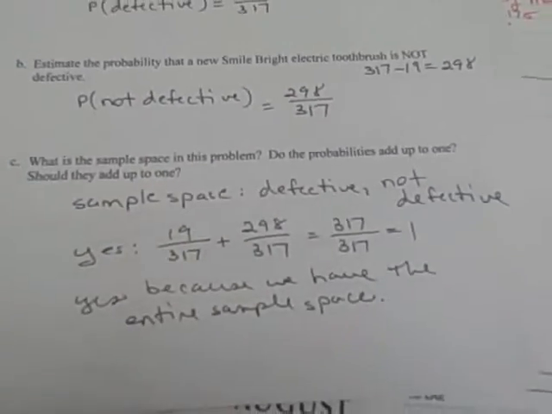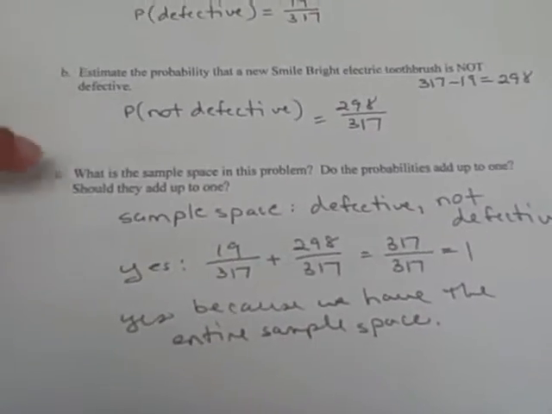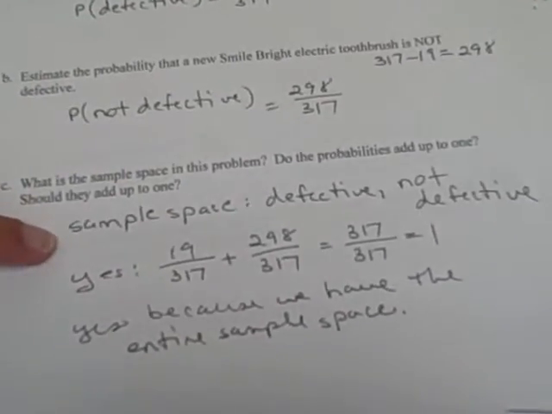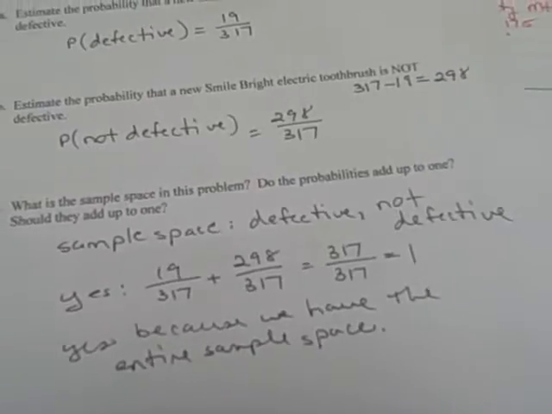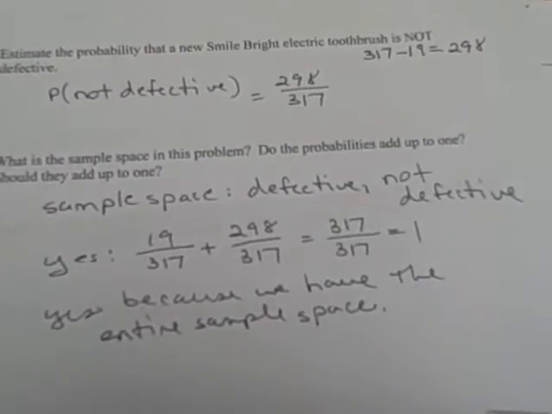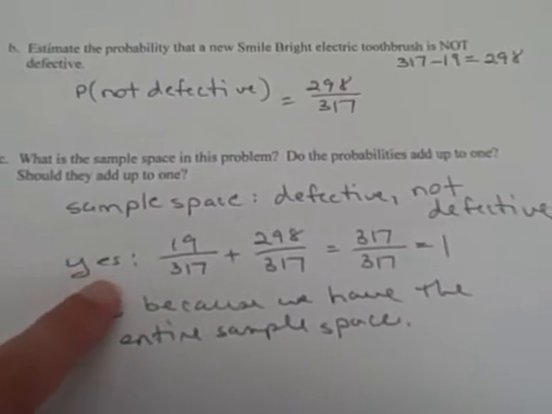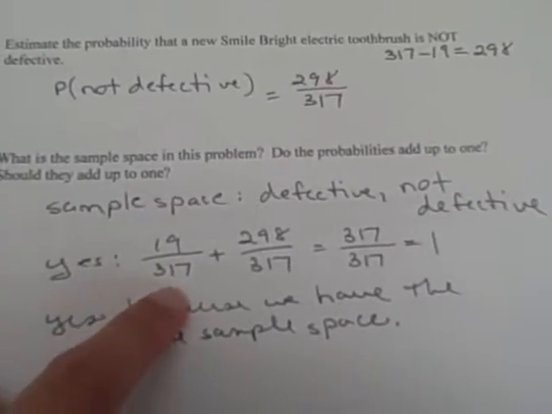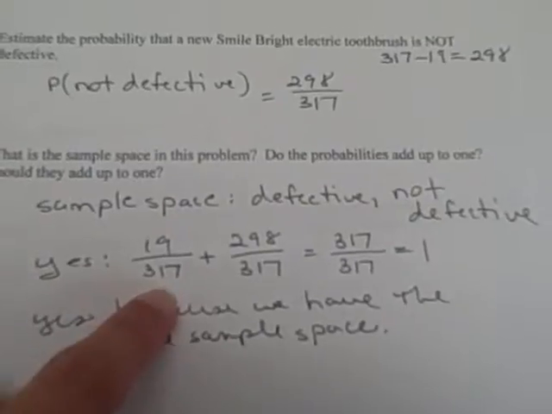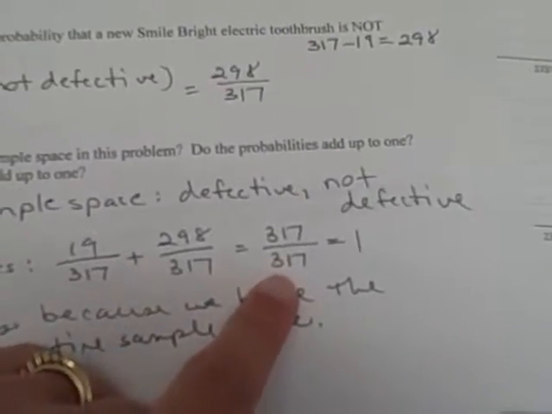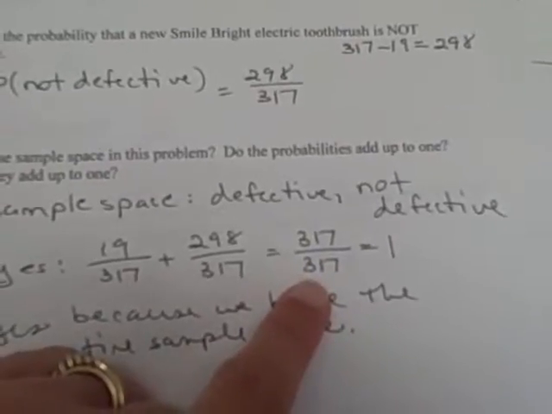What is the sample space in this problem? Well, remember, sample space is just your list of outcomes. So either it's defective or not defective. Do the probabilities add up to 1? Well, yes, they do. If we take the probability of being defective plus the probability of not being defective, that does equal 1. That's easy to show.